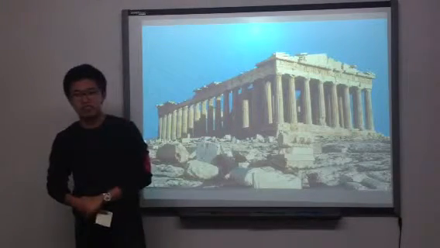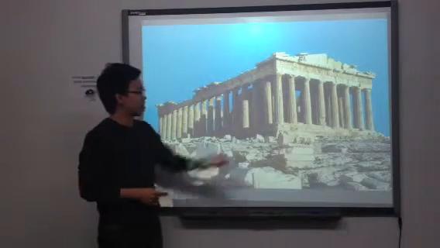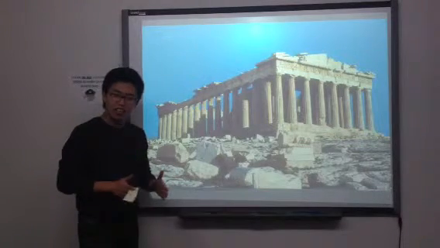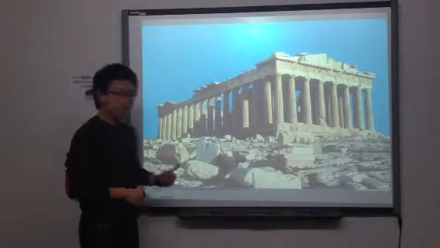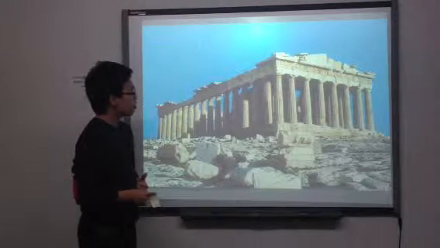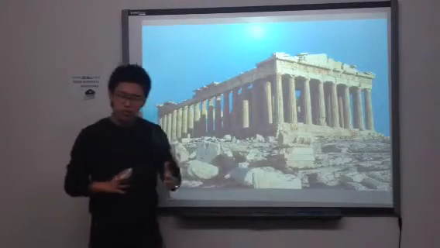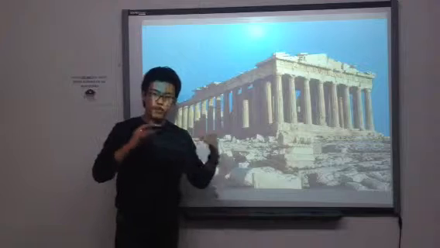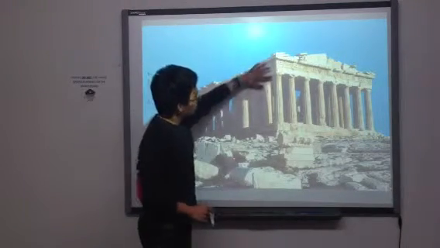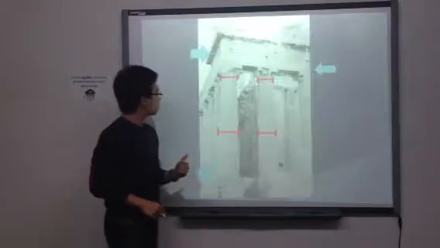So this is the Parthenon. There are 8 columns on the front and back, and there are 17 columns on the side. It's a historic temple. We can see the columns are thick because the Doric style is basically heavy and huge. And they have a simple architrave.